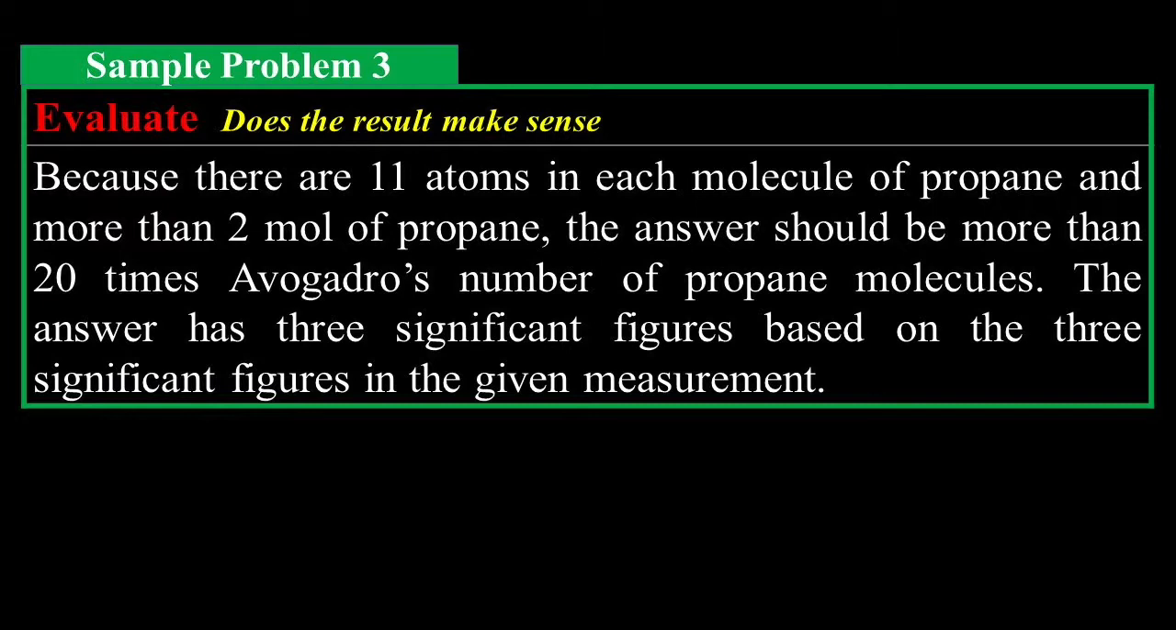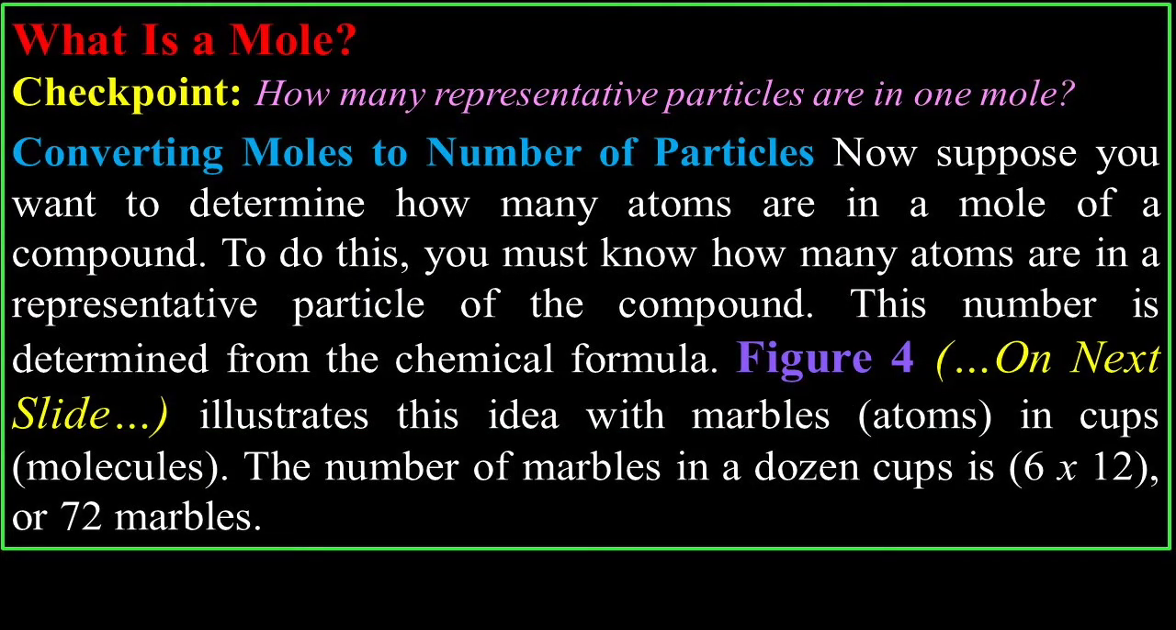The answer has 3 significant figures based on the 3 significant figures in the given measurement. Remember, when you make a conversion, you maintain the number of significant figures. So you're converting moles to particles, and then you're converting from the particles of a molecule to the particles of an atom. Checkpoint. How many representative particles are in 1 mole? 6.02 times 10 to the 23rd.